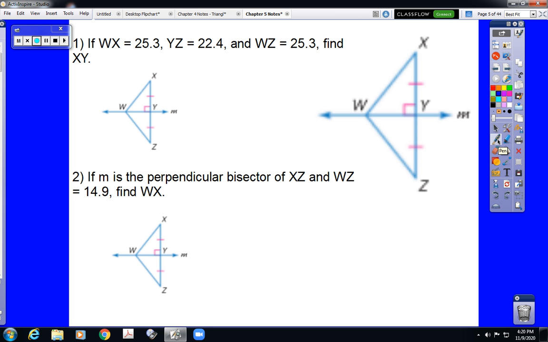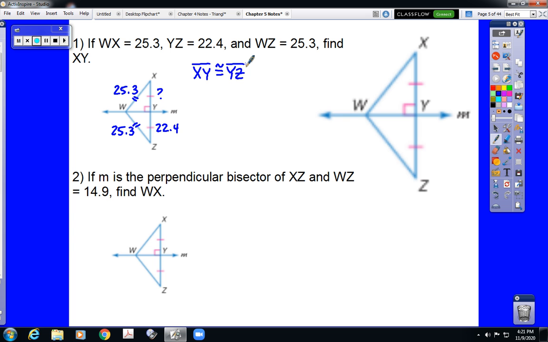On the first problem it says if WX is 25.3 units and YZ is 22.4 units, and WZ is 25.3 units, find XY. Well, the markings, we don't even really need the 25.3s with the way that the picture is marked. But in theory, they're trying to see if you recognize the converse of the perpendicular bisector theorem. If WX is congruent to WZ, which it is because they're both 25.3, that means M must be the perpendicular bisector. And that in itself is enough for us to state that XY is congruent to YZ.